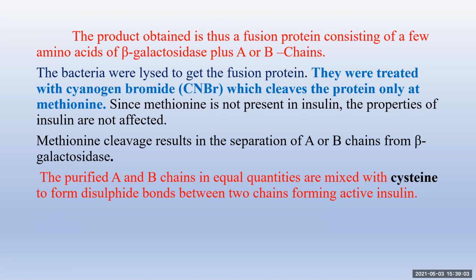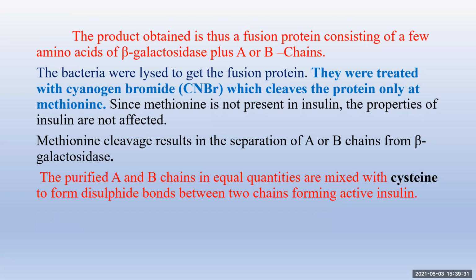The initiation codon codes for methionine, so the first amino acid in the A chain protein is methionine. CNBr treatment removes methionine and the beta galactosidase enzyme part, and what is left behind is the A chain protein and B chain protein. Methionine cleavage results in the separation of the A and B chains from beta galactosidase respectively. What we have is purified A chain and purified B chain.